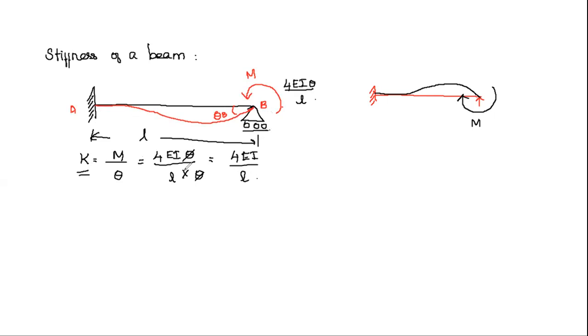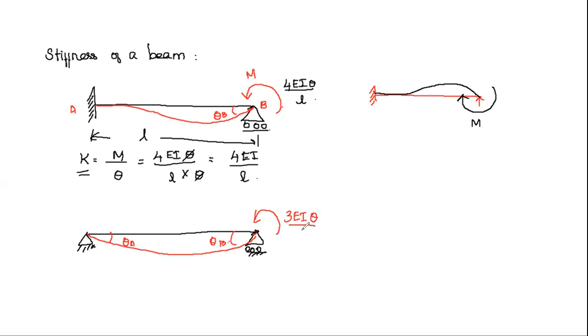Now consider a condition when the end A is hinged, that is, one end is hinged and the other end is roller. What will be the deflected shape? If we take a shape of a parabola like this, we have slope at both the points, theta A as well as theta B. Here the value of the moment which we applied is 3EI theta by L.